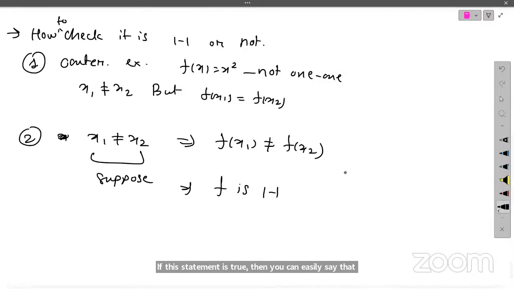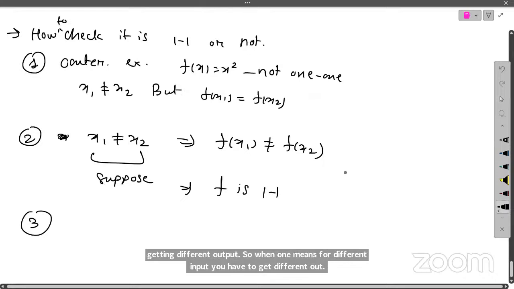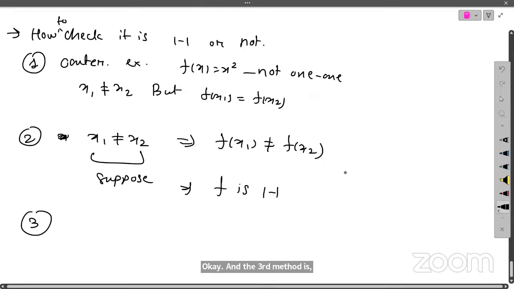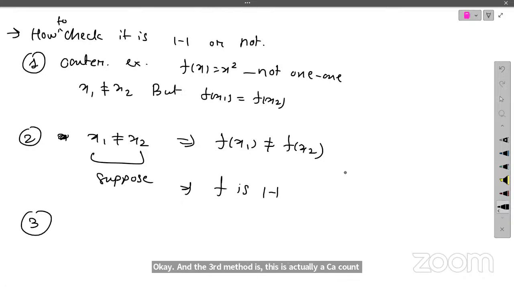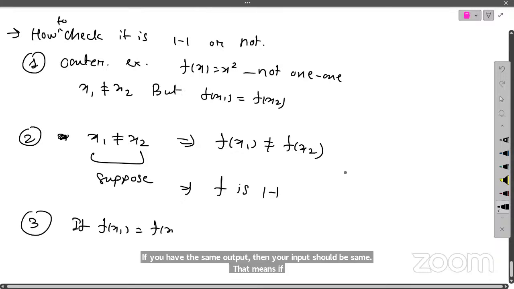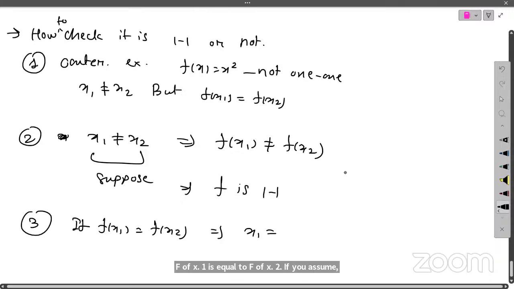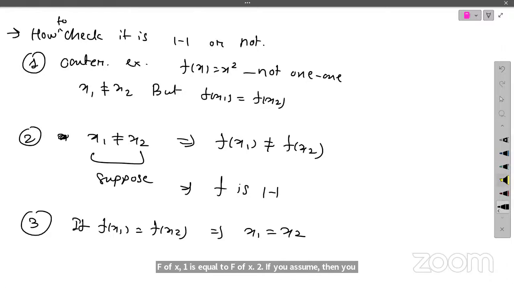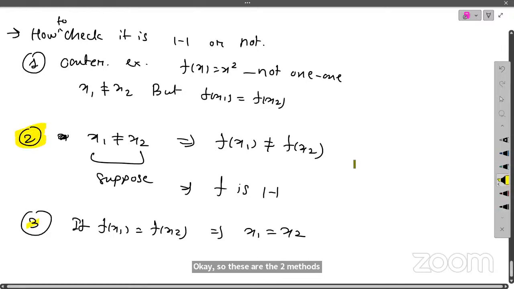Because for different inputs, we are getting different outputs. One-one means for different inputs you have to get different outputs. The third method is the negative, or contrapositive, of this statement. If different inputs give different outputs, I can rephrase it: if you have the same output, then your input should be the same. That means if you assume f of x1 equals f of x2, then you have to conclude that x1 equals x2. These are the two methods which will help us prove a function is one-one.